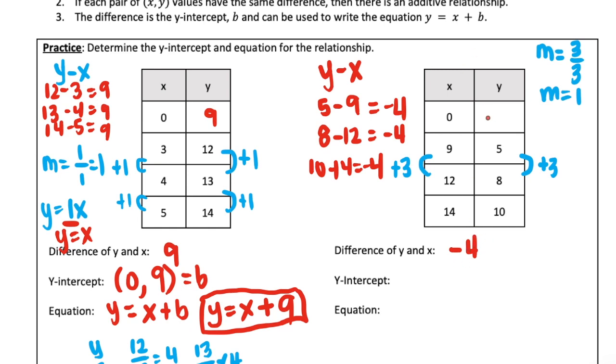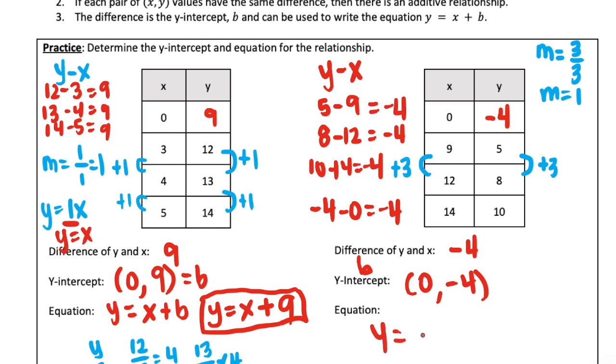So that means if I plug in negative 4 as my y value here, negative 4 minus 0 is also going to equal negative 4. So that's telling me that my y-intercept, or my b value, is 0, negative 4. So again, we're going to use the equation y equals x plus b. This time, our slope we know is 1, so we could write it as 1x if we wanted to. And then we're going to be adding our b value, which is negative 4.